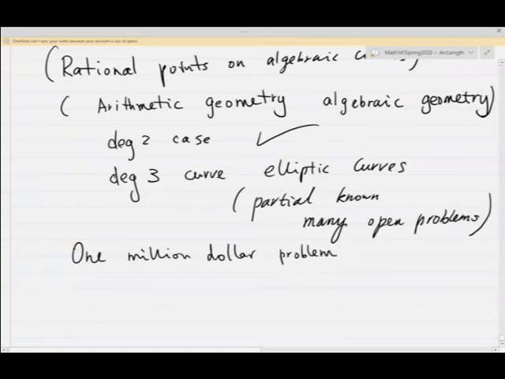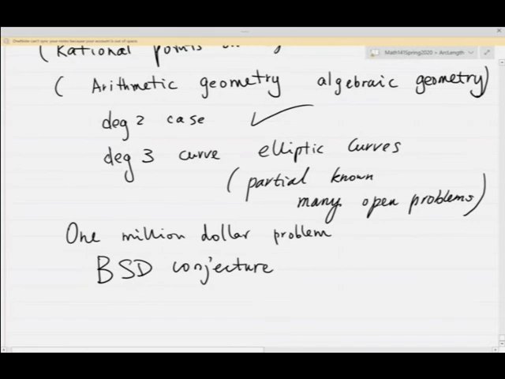Offered by the Clay Math Institute, it is called the BSD conjecture. BSD conjecture is related with elliptic curves. So it's a $1 million problem. Now this BSD is a set of letters for mathematicians. It's a really funny story.